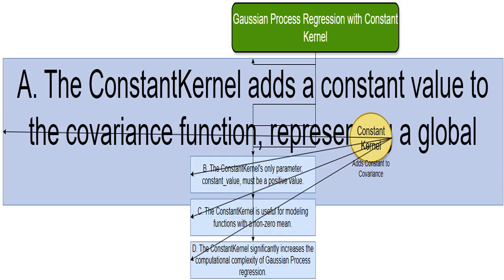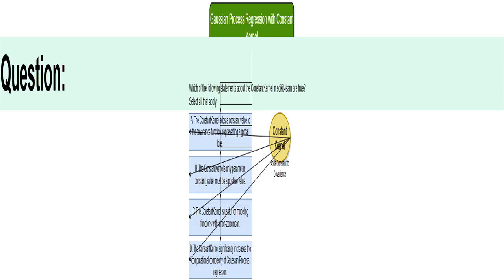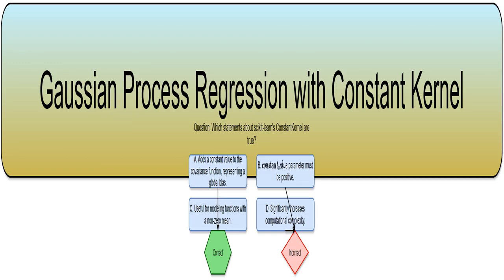This is a key feature. The question focuses on understanding the properties and effects of using a constant kernel within a Gaussian process regression model. You need to analyze how the constant kernel influences the model's predictions and computational aspects. I am using Gaussian process regression, a powerful statistical model, and adding a constant kernel to it. Think of it like adding a baseline level to my predictions.